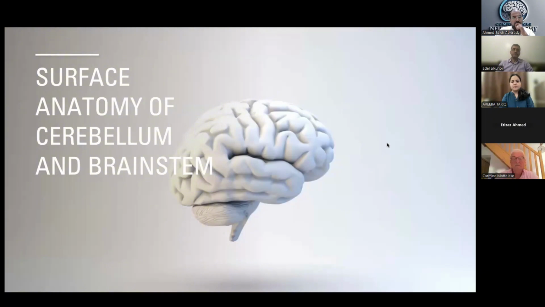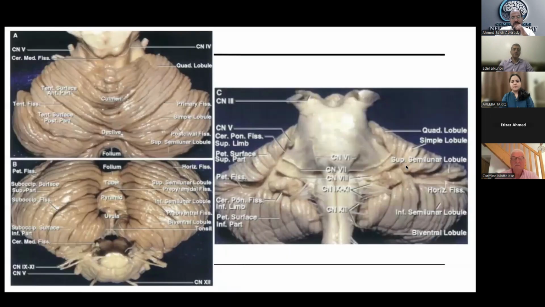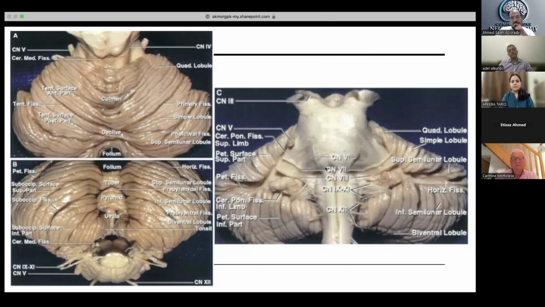Starting from the surface anatomy of the cerebellum and brainstem, Dr. Etazaz has dealt with it at good length, but I would like to add a few things. So basically, when we study posterior fossa anatomy, we divide the surface of the cerebellum into three surfaces. This is the tentorial surface. Shown in picture B is the suboccipital surface, and C is known as the petrosal surface.